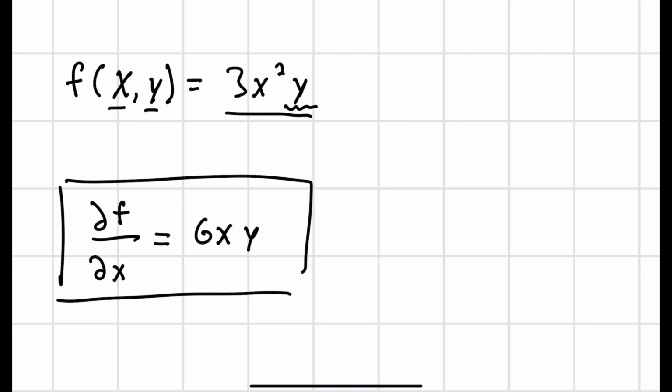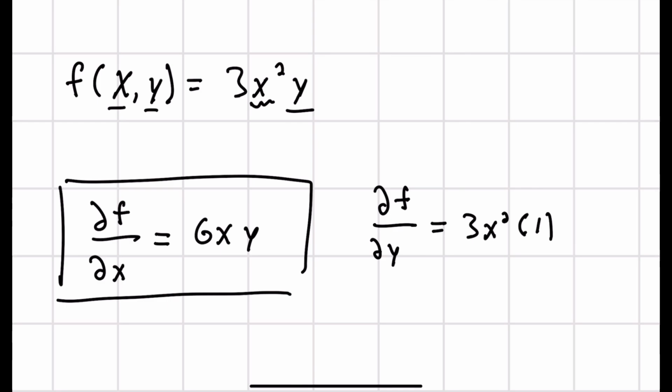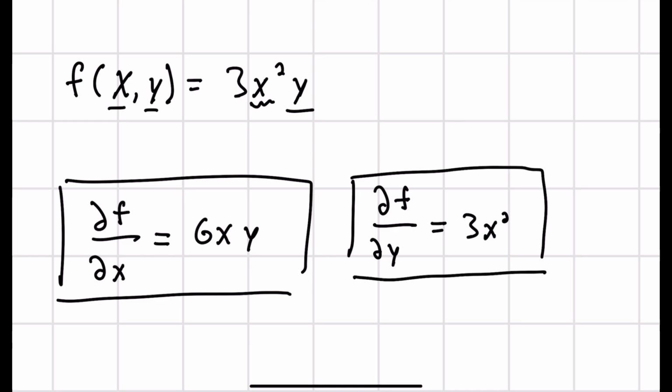And now let's say you want to find the derivative in respect to y. So we have del f over del y, which is equal to, and now to find the partial derivative in respect to y, you want to treat the x as a constant. So the derivative for y is simply 1. So we have 3x squared times 1, which is equal to 3x squared. And this is our partial derivative in respect to y.